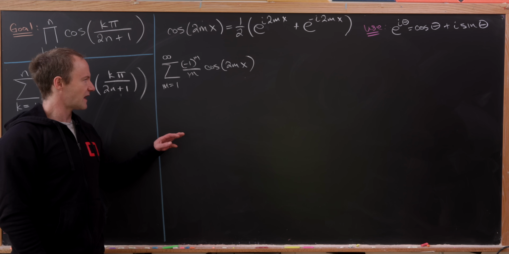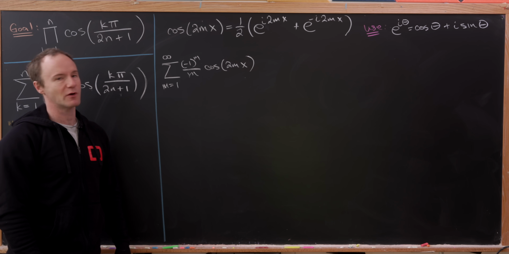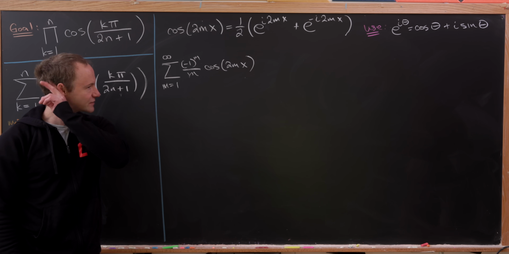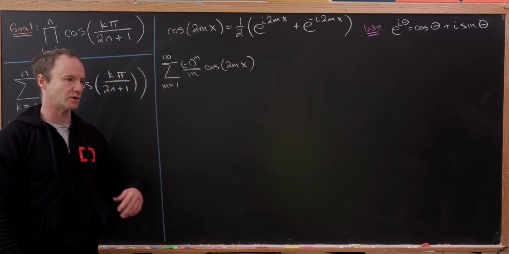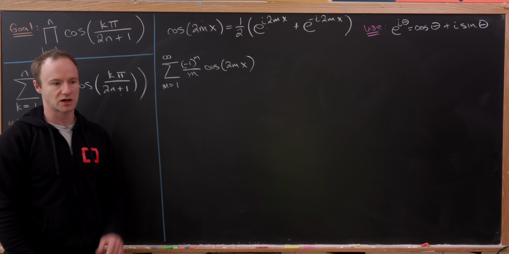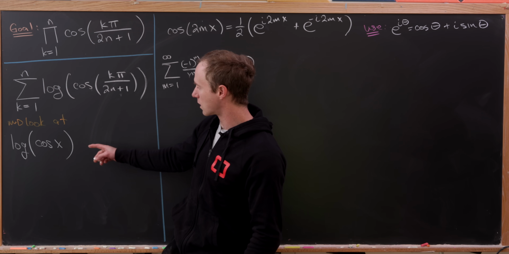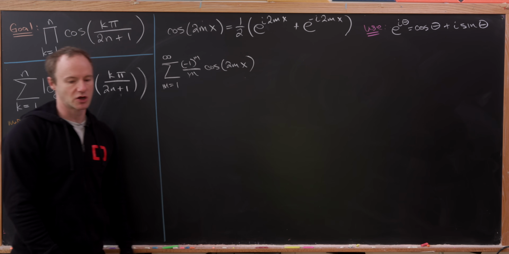Well, observe that the sum as m goes from 1 to infinity of minus 1 to the m over m is related to the logarithm. That's kind of a famous result. And we won't explicitly use this here. We'll develop that into our construction here. But that's at least a motivation for using what we've got up here to develop this log cosine formula.